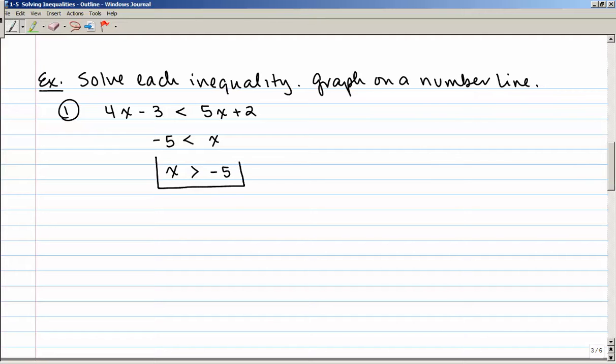That's my final answer. And then when I go to graph this on a number line, my negative 5 goes in the middle. I need one number larger and one number smaller. Because this is a greater than and not a greater than or equal to, it's going to be an open circle, and it's greater than, so it's going to be going in the positive direction. And that's as simple as my graph has to be.